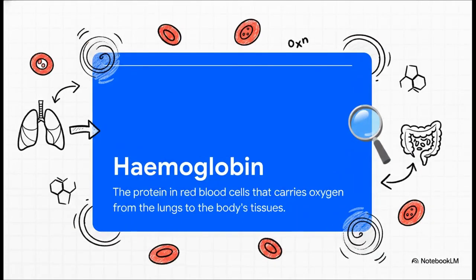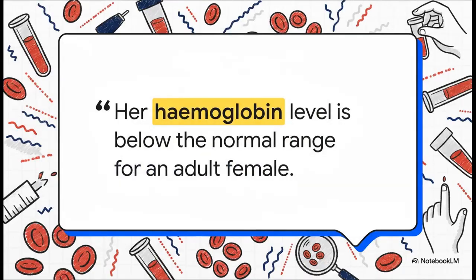And our final key term can be a tricky one to say, so let's break it down. Hemoglobin. Really stress that first syllable. Let's try it again. Hemoglobin. This is that super important protein inside the red blood cells that actually grabs onto and transports the oxygen. And in a clinical setting, you'll hear her hemoglobin level is below the normal range for an adult female. Or maybe we are checking the hemoglobin to assess for any internal bleeding.